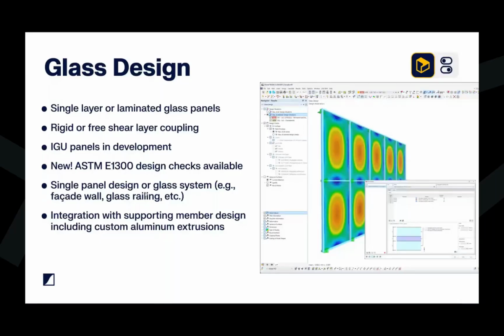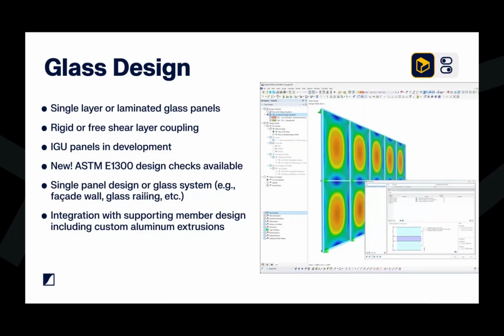In the current state in RFEM 6, we allow you to define either single-layer or laminated glass panels. So you can define those different layers of the laminated glass panels. You can specify the shear coupling between those layers as either rigid or free. We see the full stiffness matrix available to us.